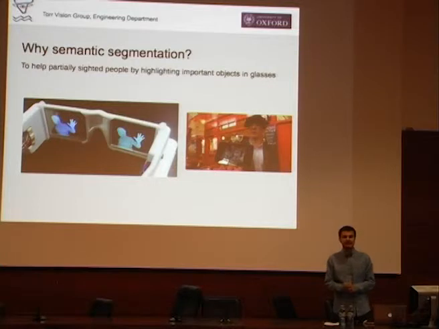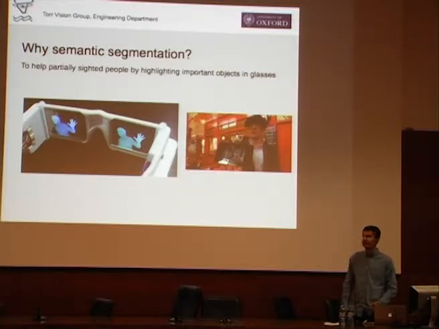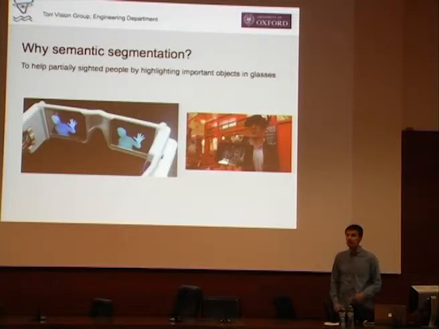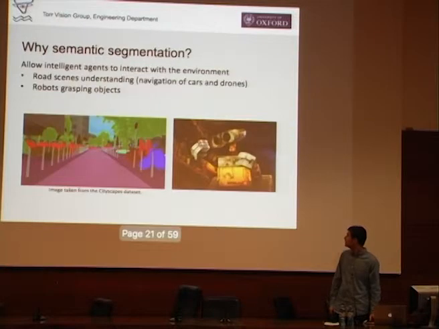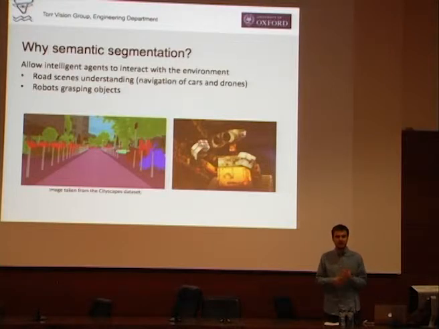Why is semantic segmentation useful, first of all? There are quite a few applications for which this is very useful. For example, one of the projects we are working on quite a lot in our lab is to help partially sighted people. They have a set of spatial glasses that can project information, so we provide them with important information for them to perceive. But this is also very useful for allowing intelligent agents to interact with the environment.